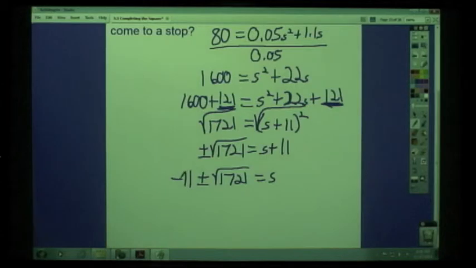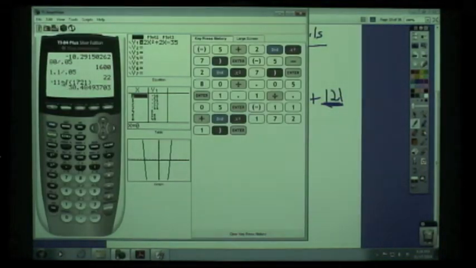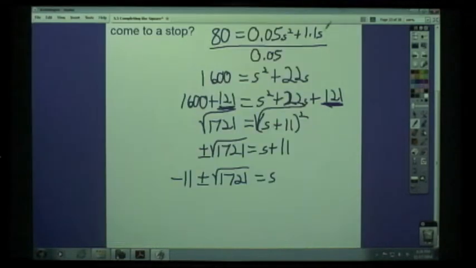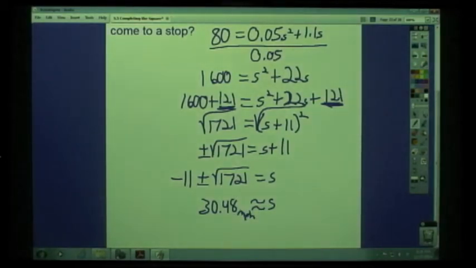Notice that if I did negative 11 minus the square root in my calculator, just like I did negative 11 plus the square root, it's going to give me a negative because that's negative 11 minus something. I don't want that. So my speed, or my approximation for my speed, is about 30.48 miles per hour is what this is measured in.